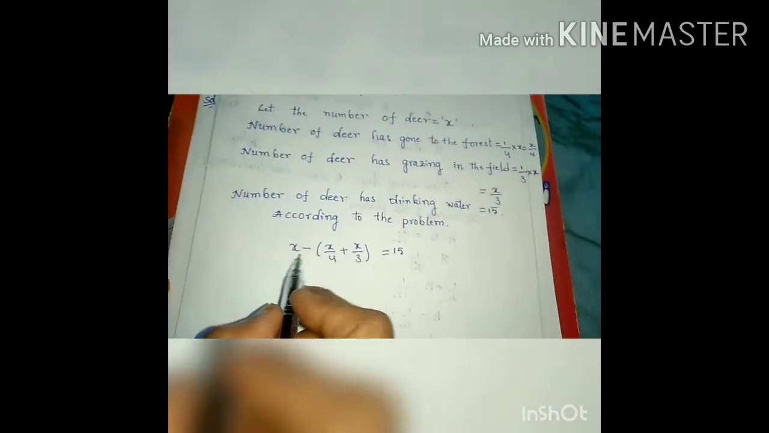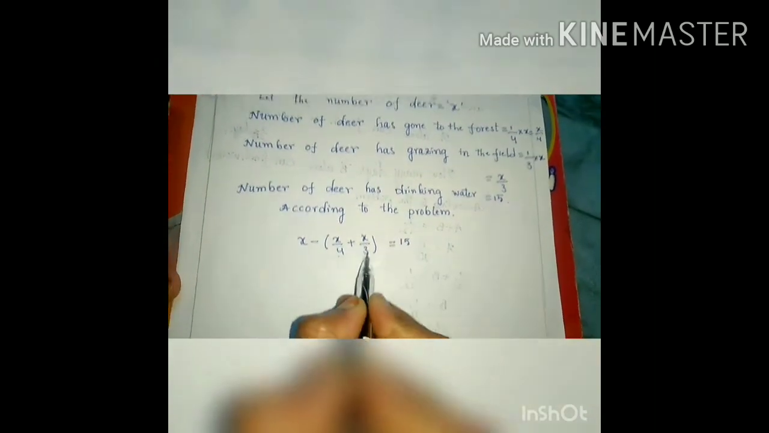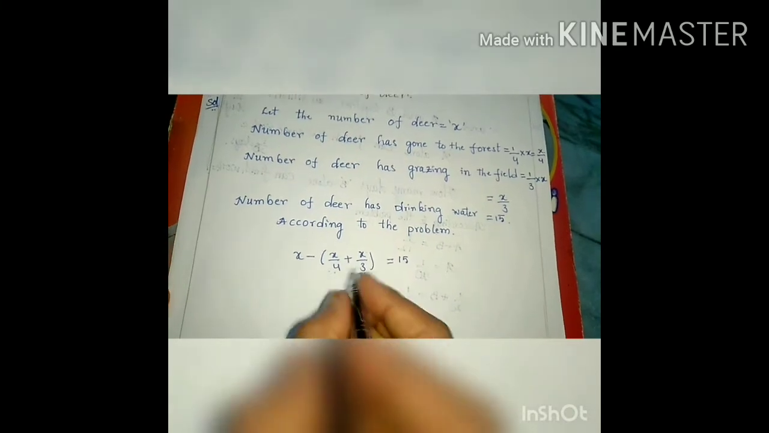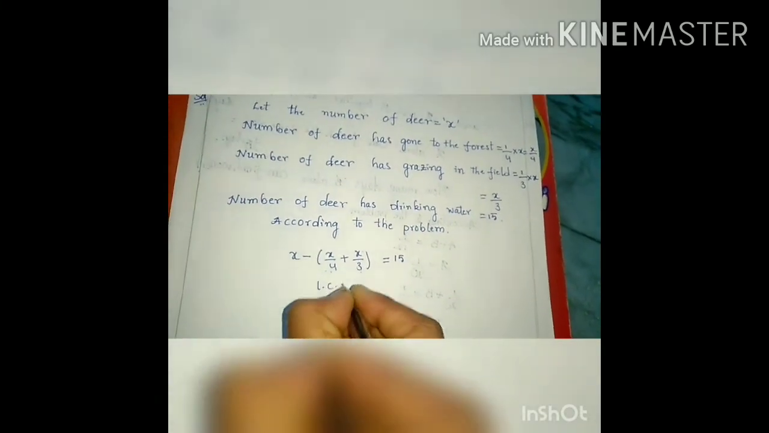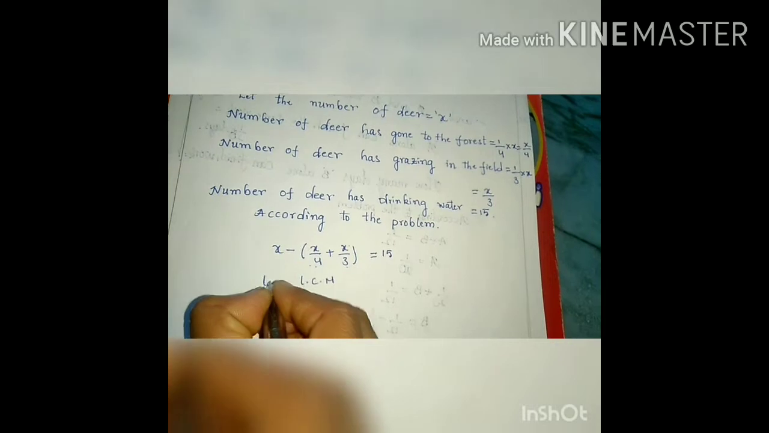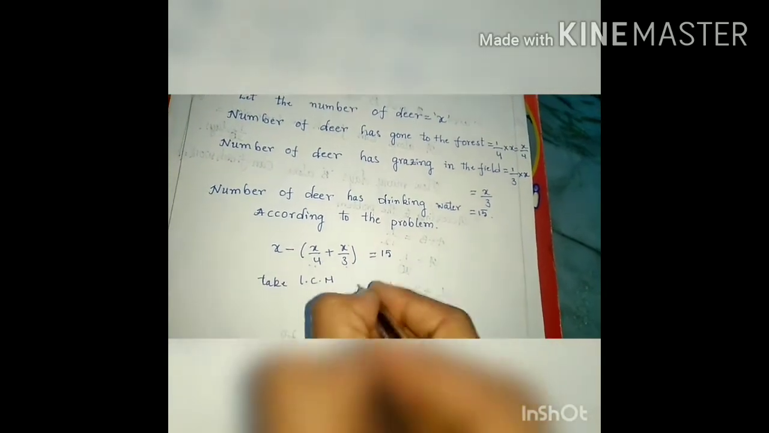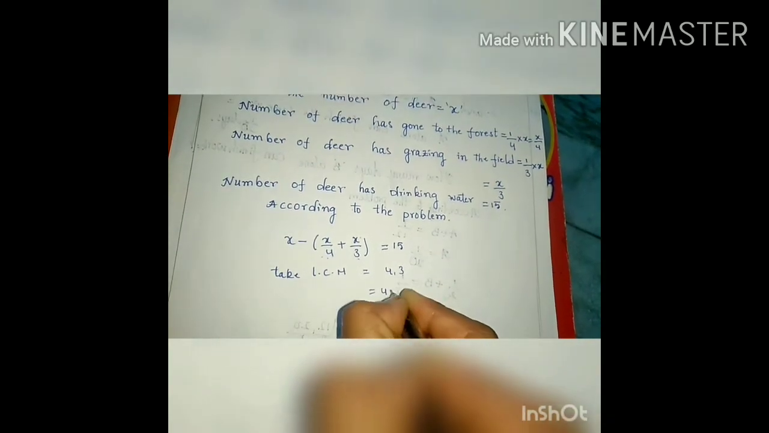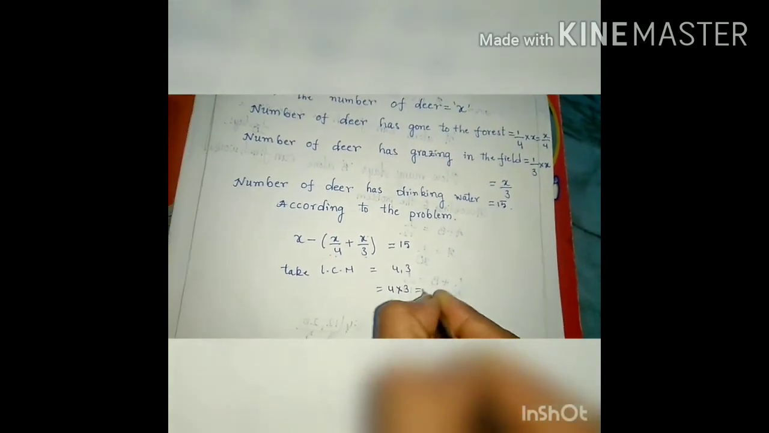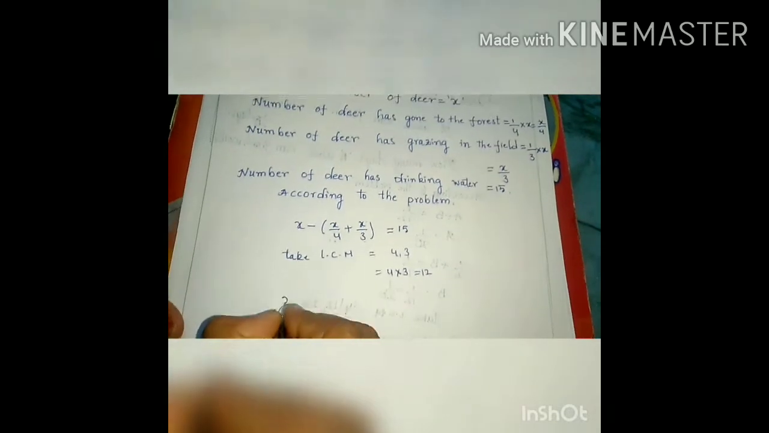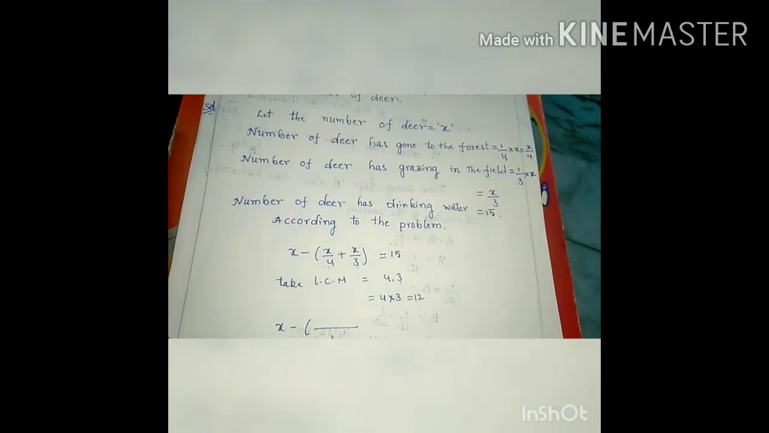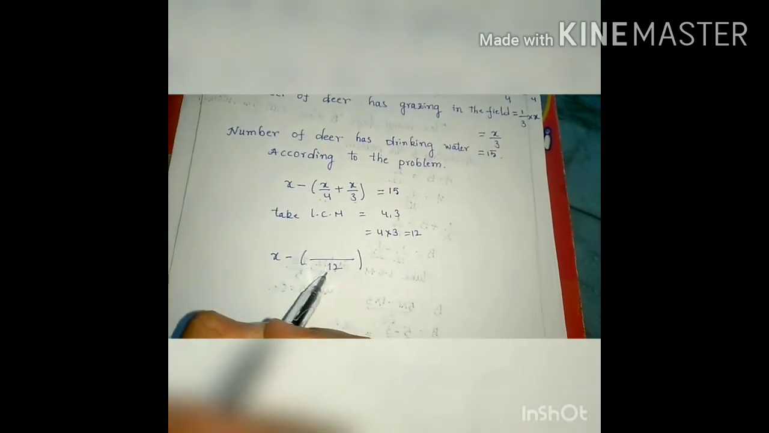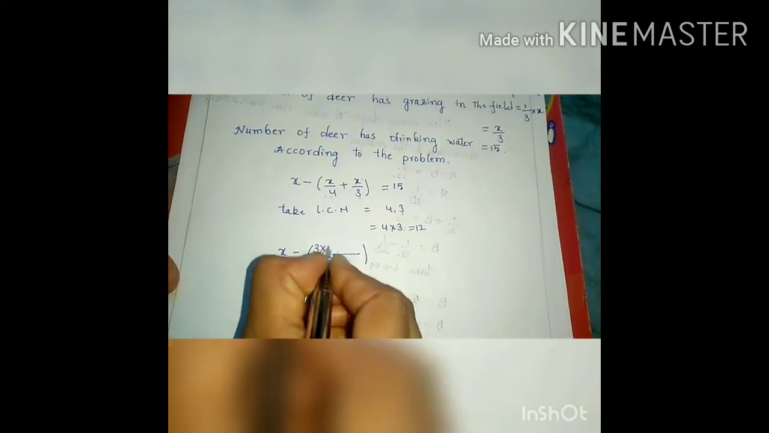So here, in the bracket, two terms are there. The variable is the same and the power is also the same. Then take the LCM, the least common multiple, of 4 and 3. They are two different numbers, so 4 threes are 12. The LCM is 12. So x minus, 12 is the LCM. 4: how many times is it possible in 12? 3 times. 3 into x.